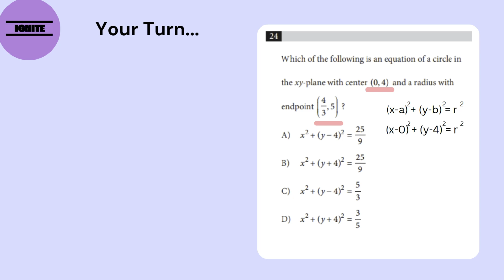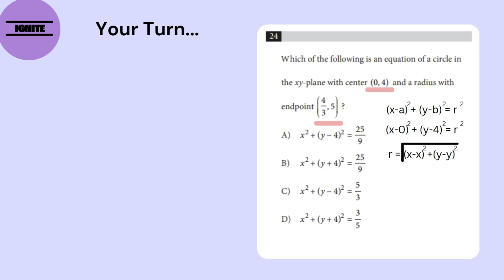Well, the a and the b are given to us, the center of 0 and 4, and we just input that in. Now the radius is going to be a little harder, but the way we can find the radius is really by just finding the distance between the 2 points. We know that the center and the endpoint, the distance between them has to be the radius. So let's take a look at them.